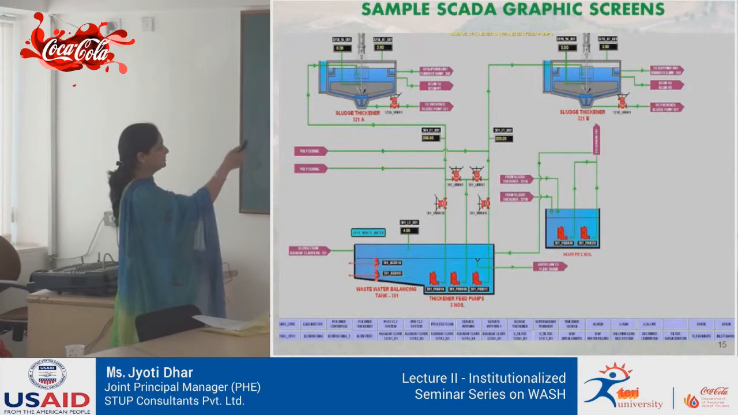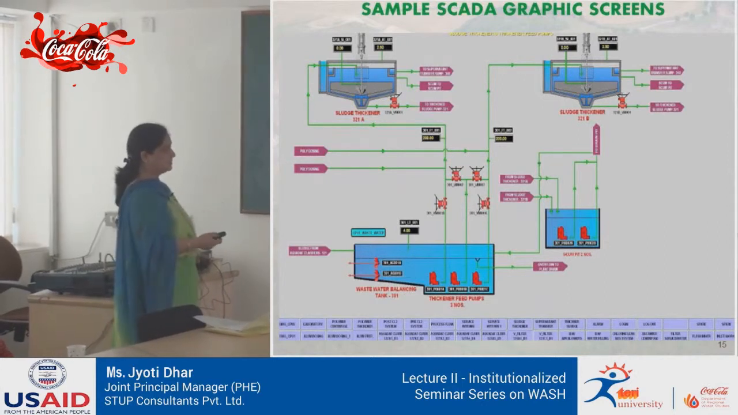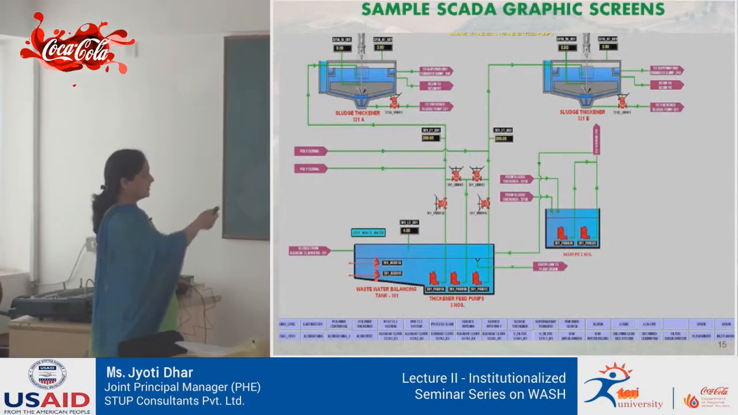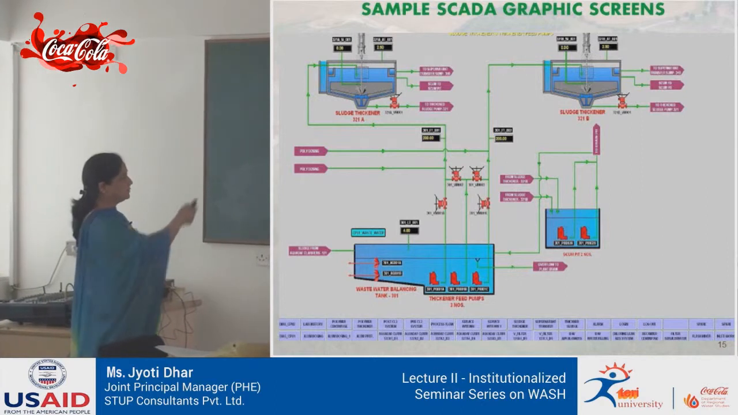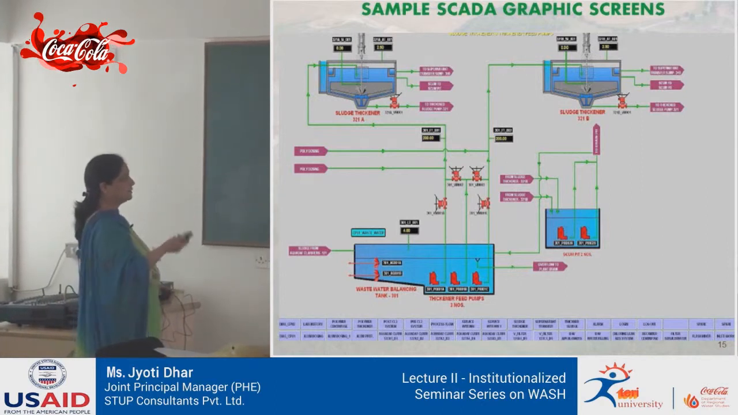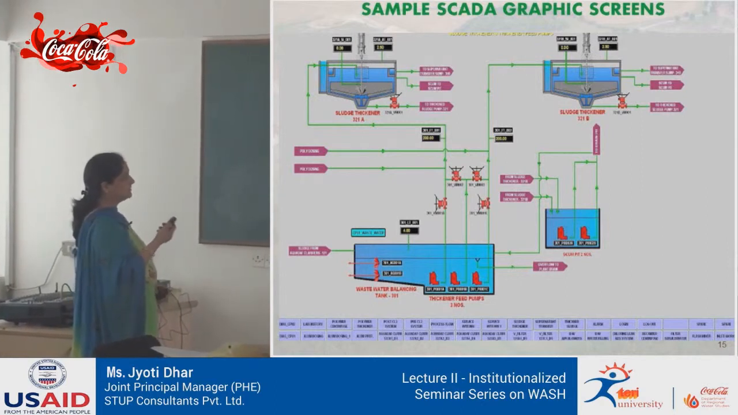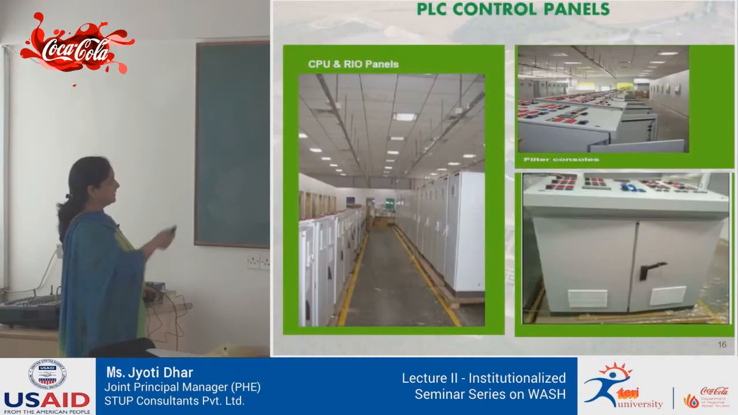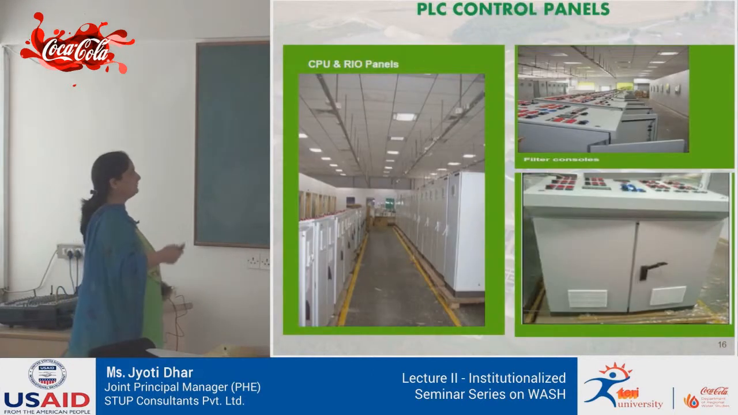And then you have a typical graphic screen of a sludge, sewage treatment plant wherein you have sludge thickeners and pumps, and you get the data of each and everything, like what your turbidity is and what your sludge density is. All the measurements you get on the graphic screens. Then you can see typical panels.